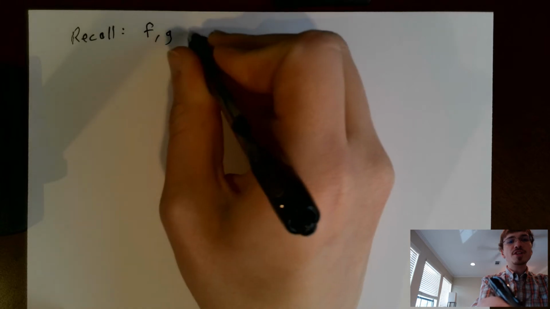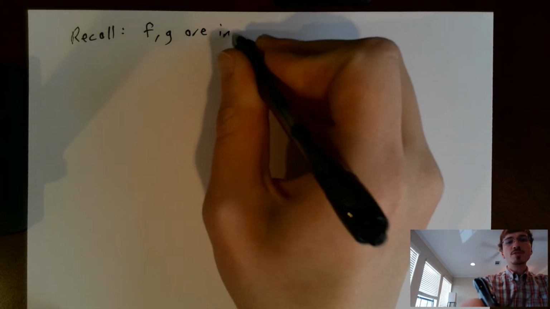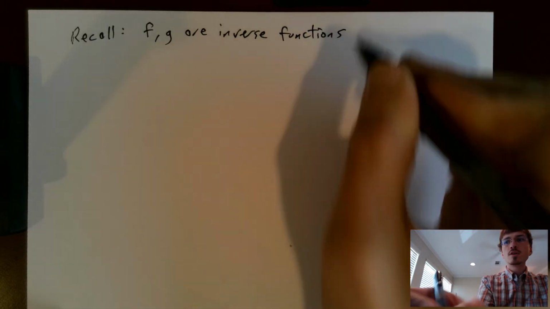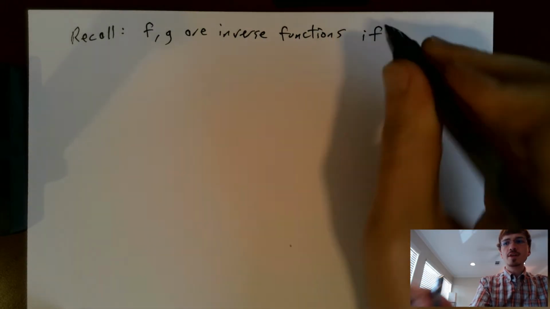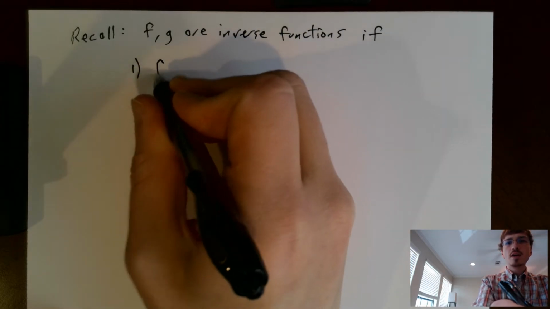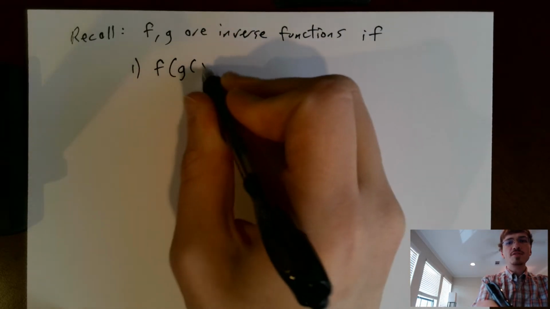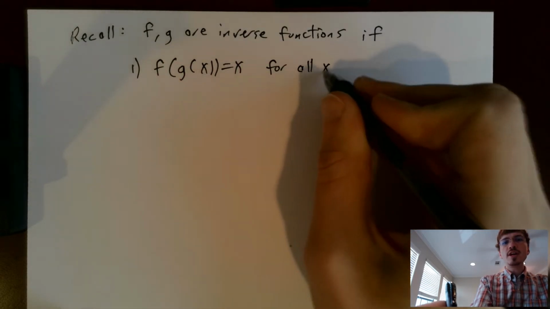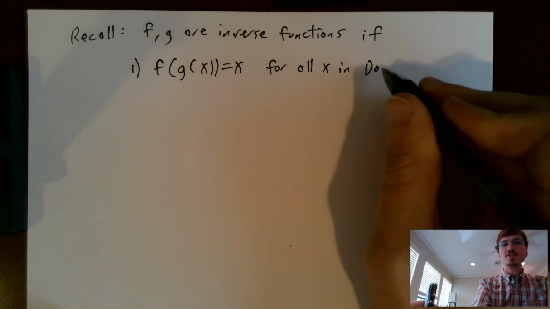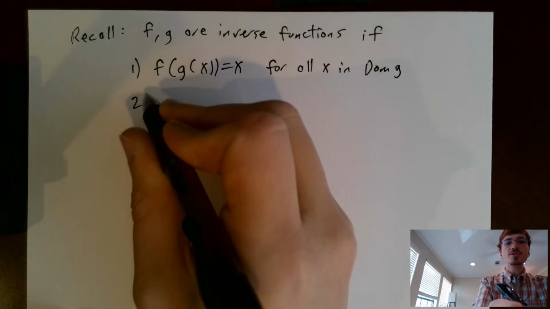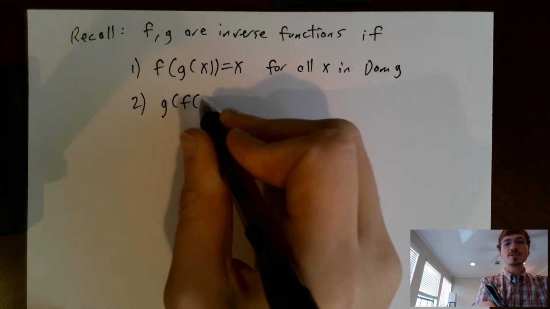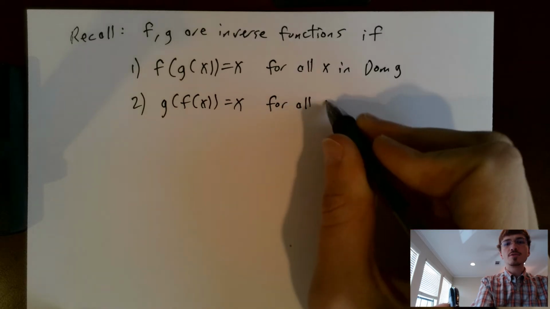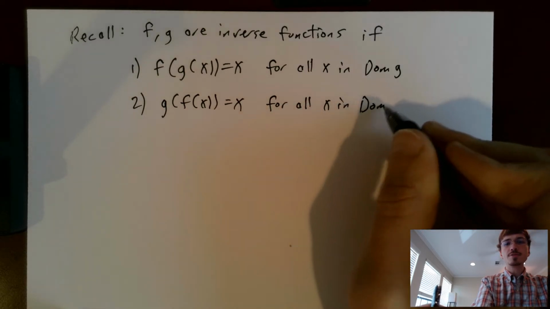Two functions, f and g, are inverse functions of each other if, one, f of g of x is equal to x for all x in the domain of g, and two, g of f of x is equal to x for all x in the domain of f.